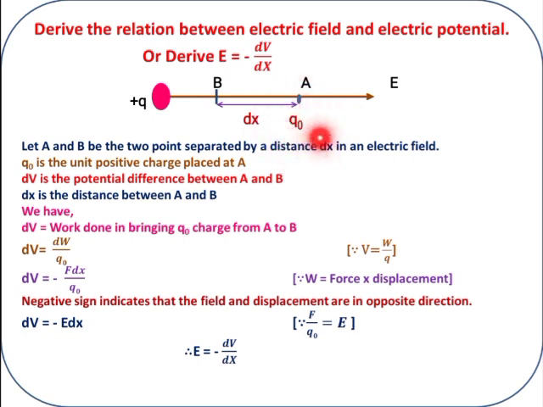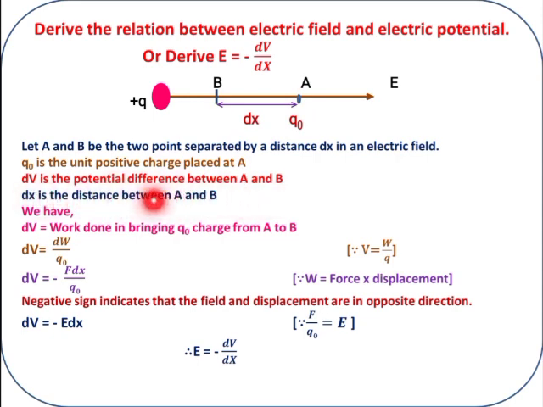We are just bringing this charge nearer to understand the electric force and field we are studying. So this is another charge. Earlier where it was we don't know, so we are assuming maybe it was at infinity. So we are bringing this Q naught charge from infinity to point A. Then dV is the potential difference between A and B.